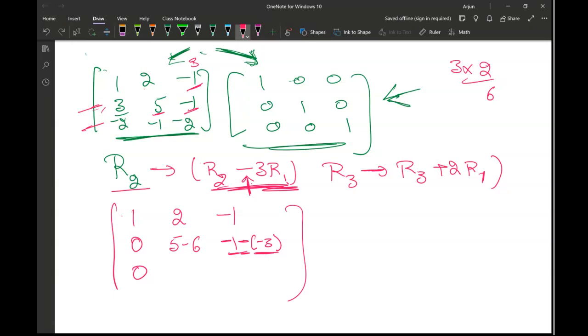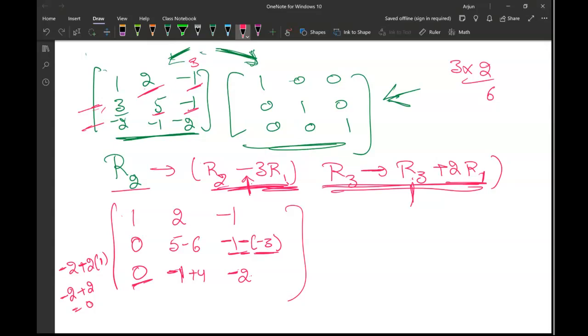And then for the third one, I'm going to apply this operation because this is on R3. So this first term will become 0 when you multiply R1 by 2 and add: minus 2 plus 2 times 1, so 2 plus 2, minus 2 plus 2, that is 0. That's how I got this 0. For the second term, R3 is minus 1 plus 2R1, twice of this value, that will be plus 4. And down here it is minus 2 plus 2 times minus 1.